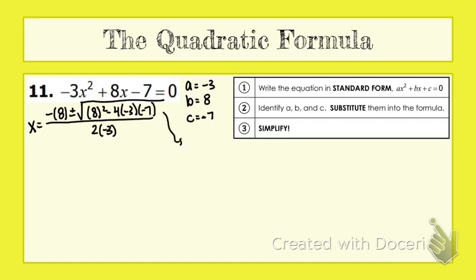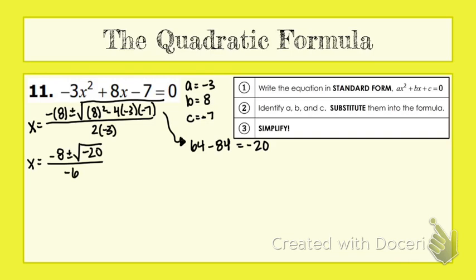As always, simplify the discriminant first. 8 squared is 64. Negative 4 times negative 3 times negative 7 is negative 84. And 64 minus 84 is negative 20. So notice that when we plug this back in, we get x is equal to negative 8 plus or minus the square root of negative 20 over 2 times negative 3, which is negative 6.